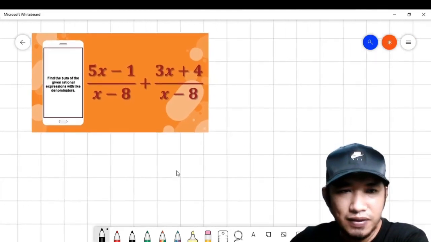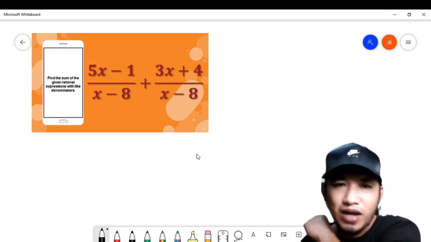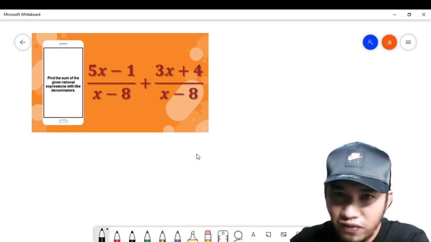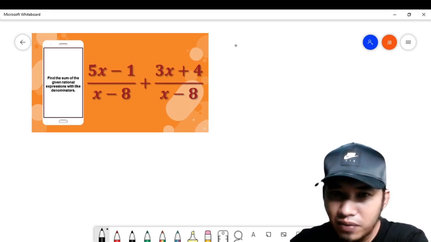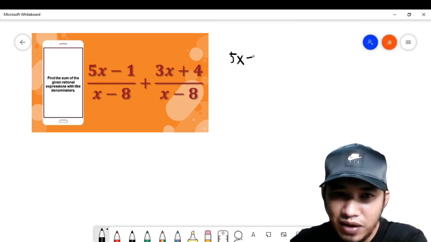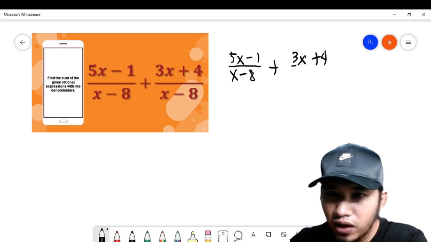Okay? So next, find the sum of the given rational expression with like denominators. Okay, pareho yung kanilang denominator. Alright? So again, first things first is to copy the problem, para hindi ka lagi tumitingin sa copy ng problem. So 5x minus 1 all over x minus 8 plus the 3x plus 4 all over x minus 8.